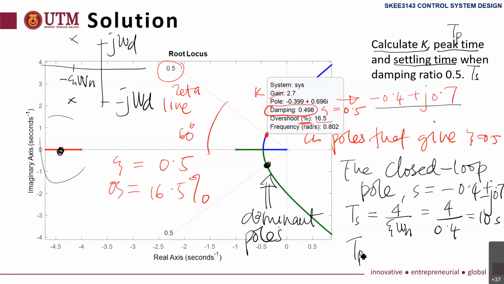And peak time, pi over omega d, pi over 0.7. 3.14 divided by 0.7, second.